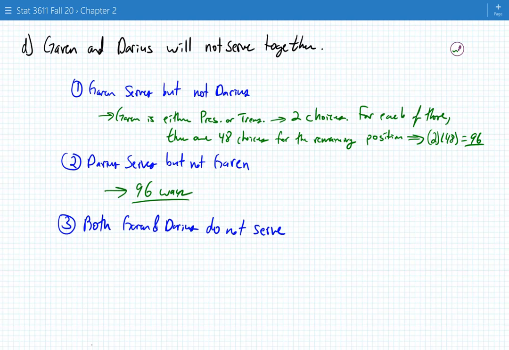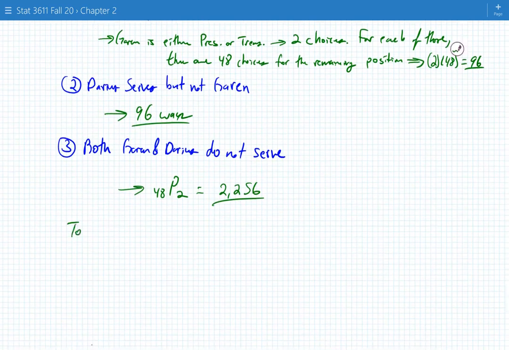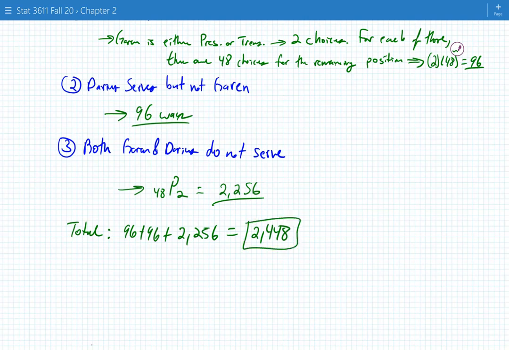Three. Both Garen and Darius do not serve. So you started with 50 people. Garen's out. Darius is out. There's 48 left. And you need to choose 2 people as your president or treasurer. And so 48P2, 2,256. We have 3 distinct things here. And so we can just add these together to get our total. Total will be 96 plus 96 plus 2,256. And that would be 2,448. Bingo. There we go. All right.